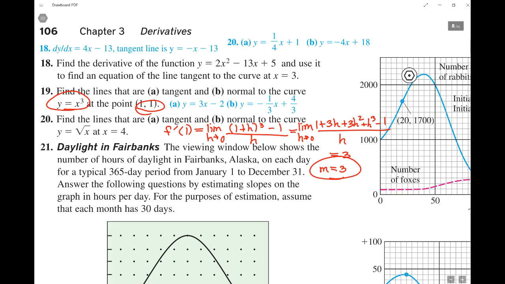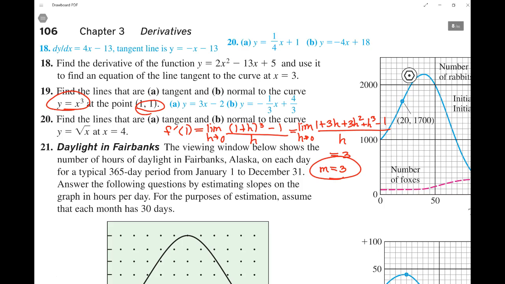So I have the point (1, 1). I have a slope of 3. Can you find the equation of the tangent? I hope so. And again, if you left it in point-slope form, fine. For part B, what would we have to do with that slope? Flip it and change it to negative.